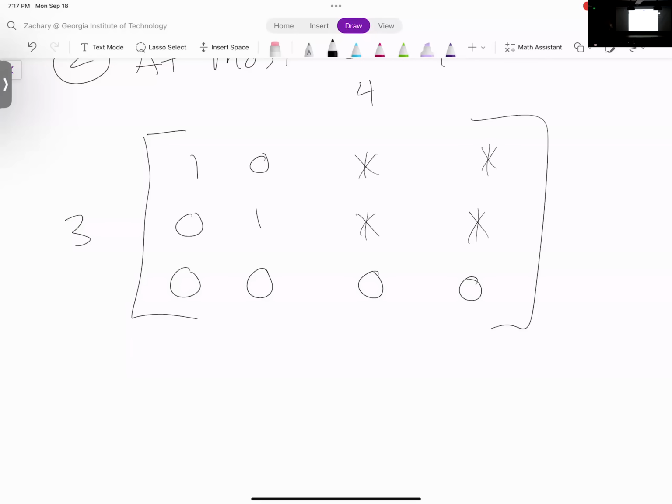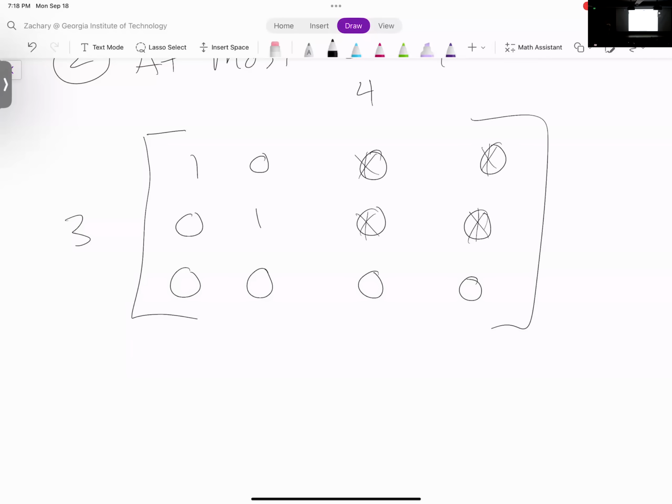Are they limited to something? Can they be whatever they want to be? Do they affect my number of pivots at all? They don't affect my number of pivots. That's the only thing we care about. Okay, so they can be whatever they want. I usually just leave a star. In the easy case, just think of them as all zero. That's fine.